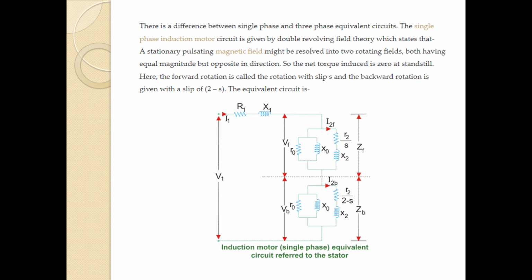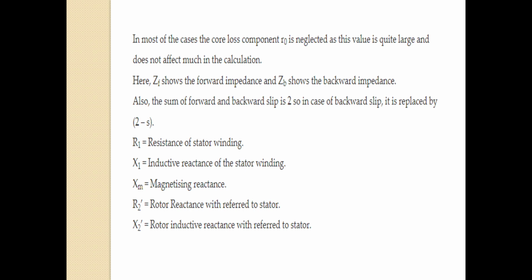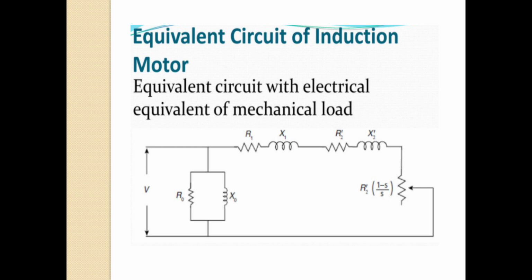Then the approximate equivalent circuit. The approximate equivalent circuit is this. The difference between the single phase and three phase equivalent circuits: the single phase induction motor circuit is given by the double field revolving theory, which states that the stationary pulsating magnetic field of the motor is resolved into two fields. This is the equivalent circuit of the single phase motor, and this is the final circuit of the three phase induction motor.